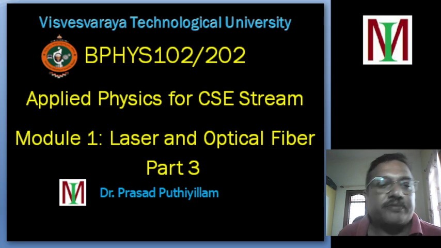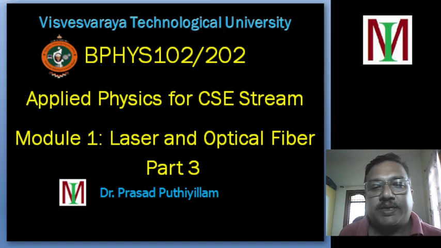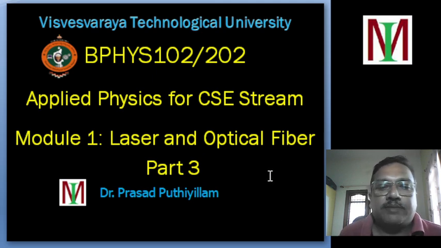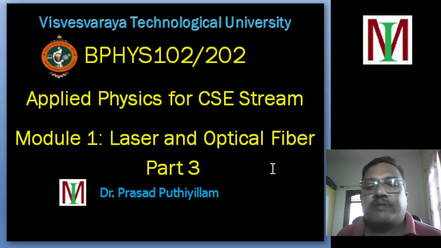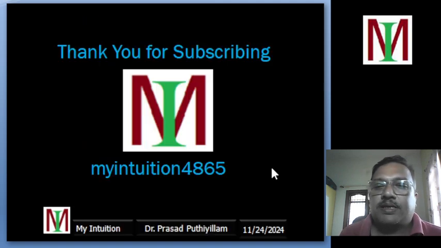Continuing the class series of Applied Physics for Computer Science stream under Visvesvaraya Technological University with subject code BPHYS 102 for first semester and 202 for second semester. I'm moving to part 3 of module 1 about lasers and optical fiber applications. The same syllabus is applicable to other universities also, but I took the syllabus from the VTU website. This class is not exactly for exam point of view, only to understand the applications.